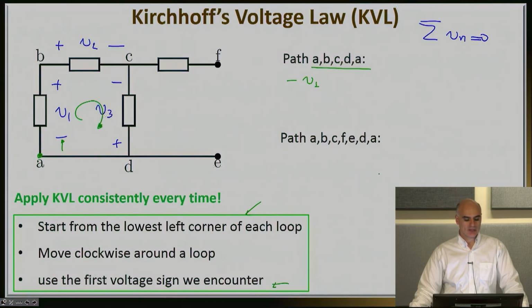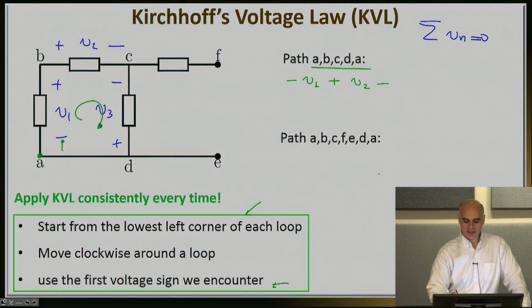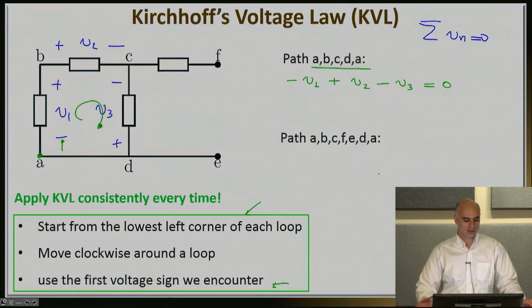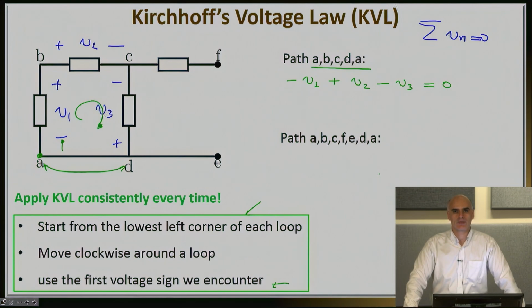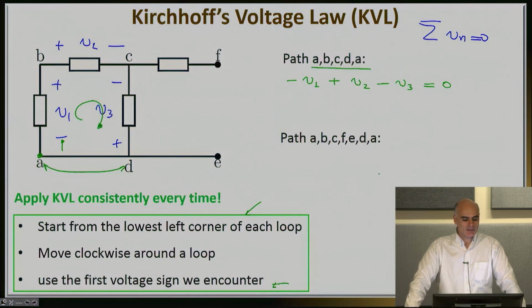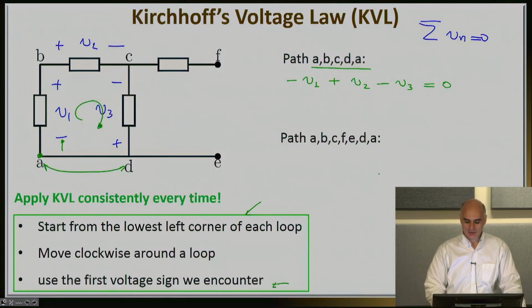So now moving on from B to C, I encounter V2, and V2 I encountered with the plus sign, so I will write this as plus V2. Finally, I'm going from C to D, and the first sign I encounter is negative, so it will be negative V3. And finally, this is equal to 0 because I'm arriving at point D, which of course is the same as point A. So here is a successful application of KVL on the closed path A, B, C, D, A, starting from the lowest left corner, that was rule number 1, moving clockwise around the loop, that was rule number 2, and finally using the first sign of the voltage drop I encounter to give a plus or minus to this voltage.